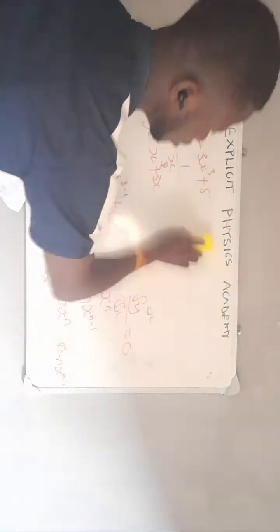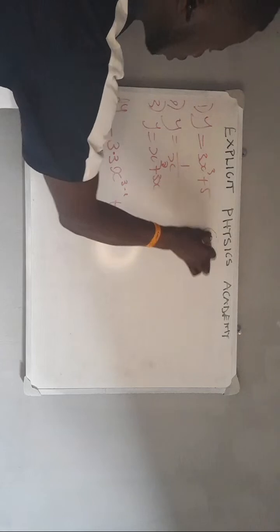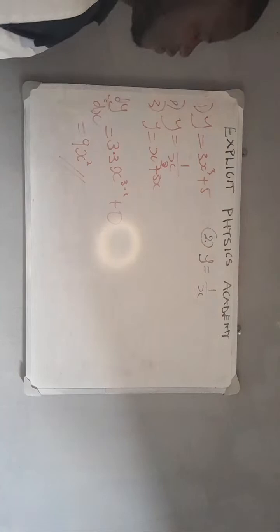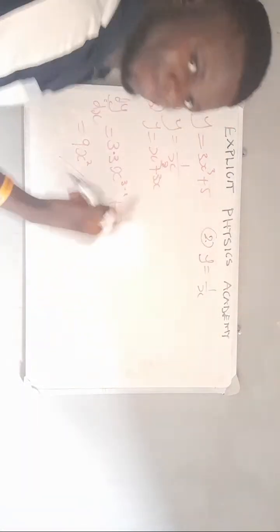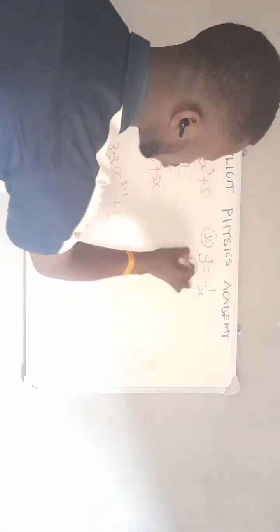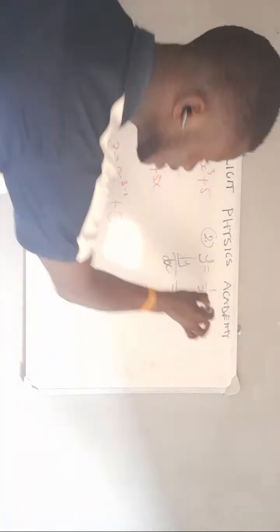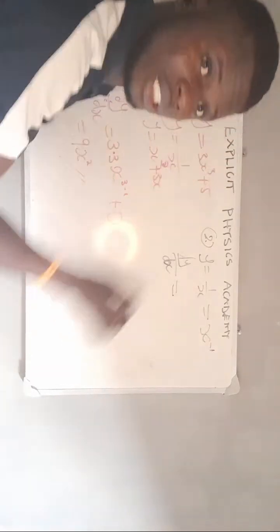Okay, let's move on. Alright, let's solve the second one. The second one is y is equal to 1 over x. How do we solve it? Very simple. You cannot go on with something like this; you have to apply some mathematical knowledge. So dy/dx will be equal to, this thing is the same as x to the power of minus 1. Please note that it's the same thing.